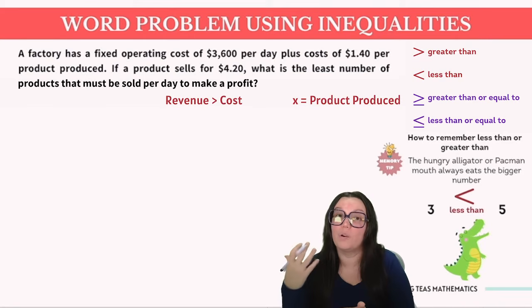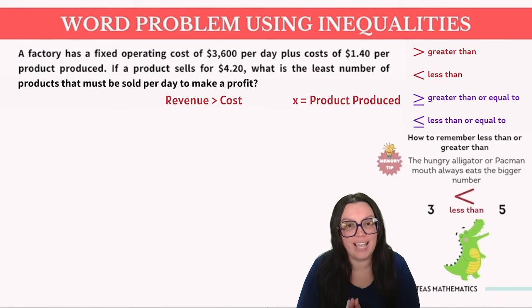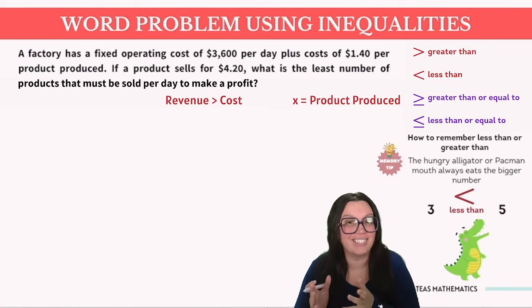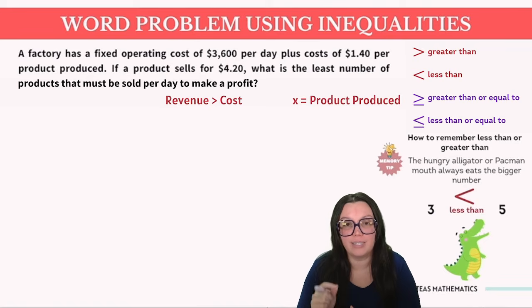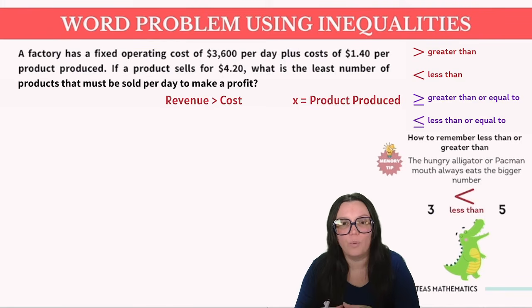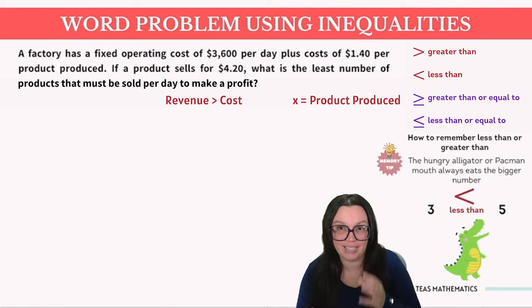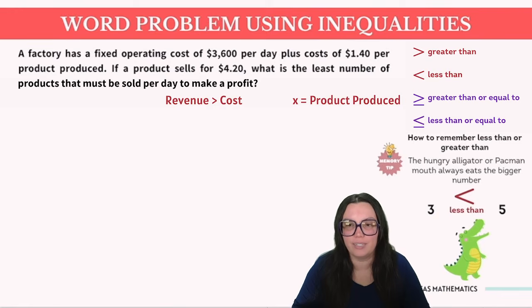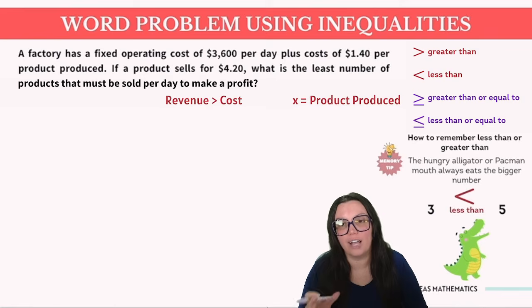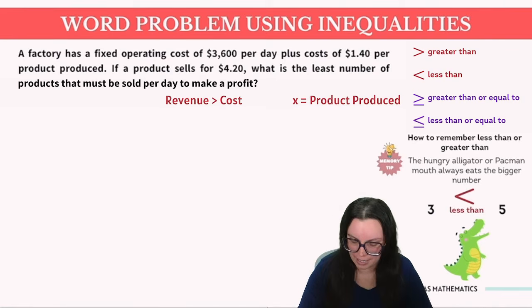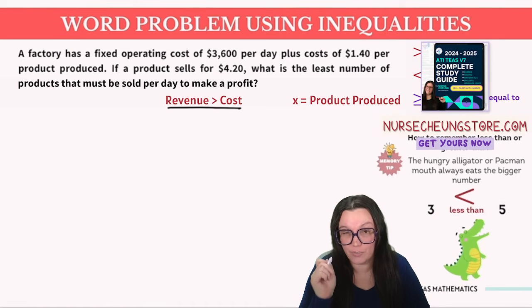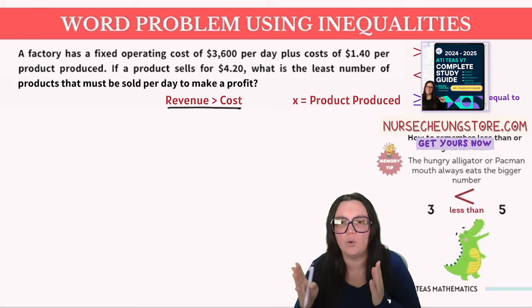Let's take a look at a little bit more of a complicated problem. So a factory has a fixed operating cost of $3,600 per day plus costs of $1.40 per product produced. If a product sells for $4.20, what is the least number of product that must be sold per day to make a profit? So to make a profit, we have revenue received needs to be greater than the cost needed to make it. So that's going to give us our revenue is greater than costs. That's very important.